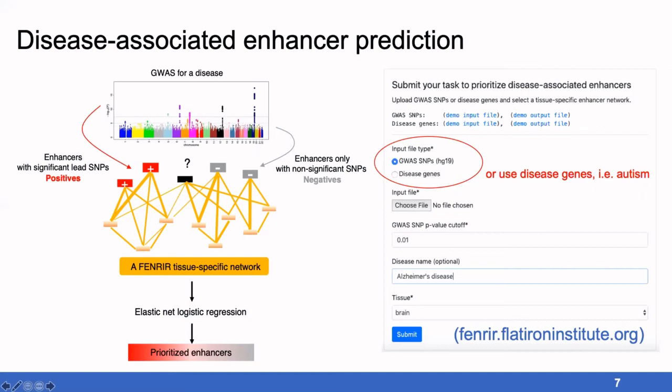Then it can be used as negative cases. We can still build a classifier to predict all the enhancers. So we build a web server, so users can upload their GWAS or select their disease gene, then get the training model, and then prioritize all the enhancers regarding the disease association. I think it's pretty fast. It's just 2 or 3 minutes to get your results.